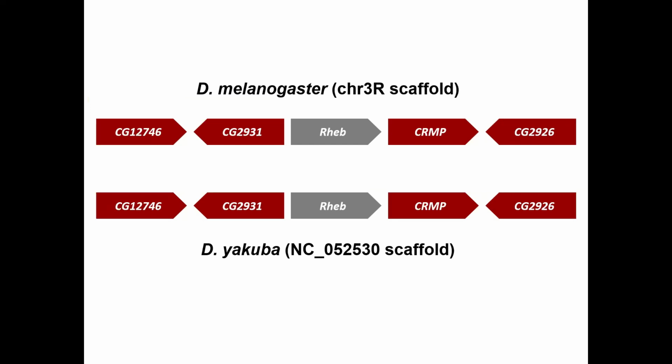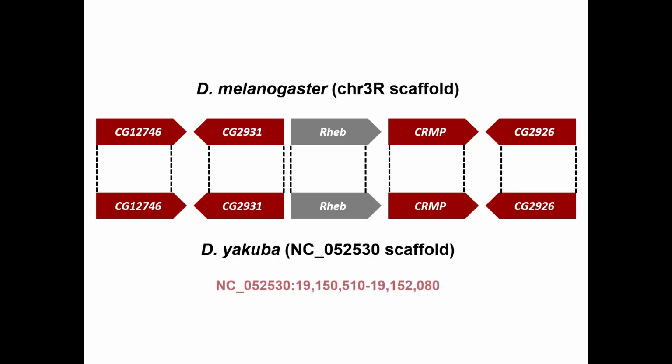Now, examination of the genomic regions surrounding the RAB gene in D. melanogaster and the putative RAB ortholog in D. jacoba shows that the relative gene order and orientations are the same in the two species, and hence the synteny analysis supports the assignment of the D. jacoba feature at the NC052530 scaffold, located at the coordinates of 19150,510 to 19152,080, as an ortholog of Rab.